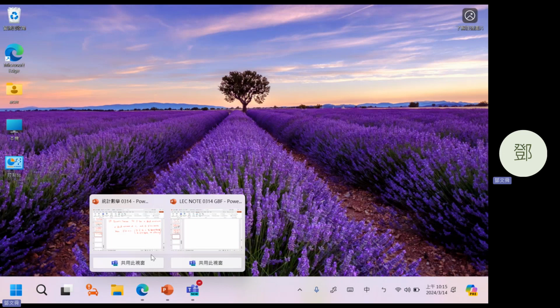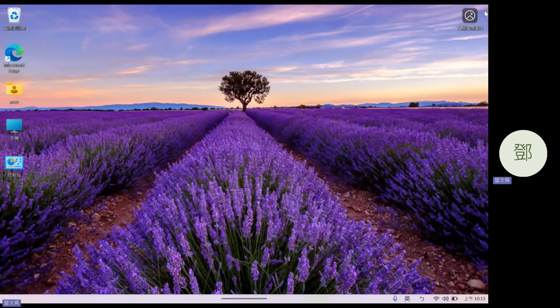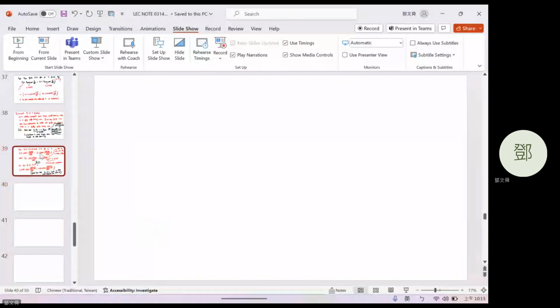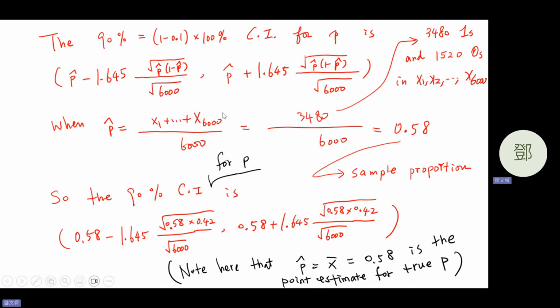So this is where we stopped last week. This one, right? It's a demonstration of the construction of the confidence interval for population proportion.